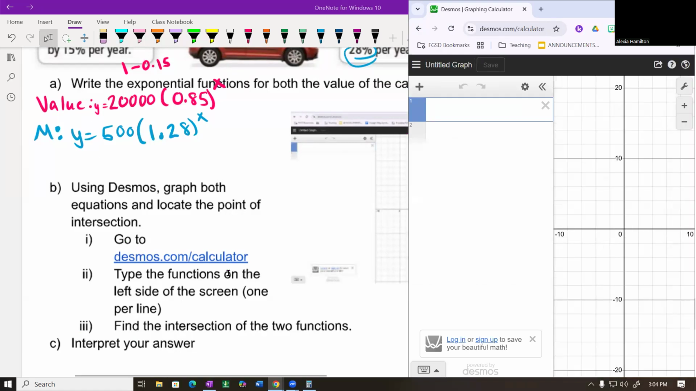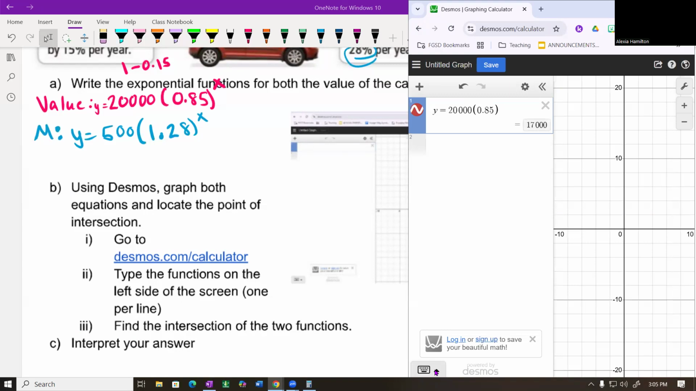All right. So go to desmos.com/calculator, type the functions on the left side of the screen, which would be here underneath the plus sign and the arrows, which will either be your undo or your redo buttons. And we're going to do 1 per line. So I'm typing them in, like I'm just using my keyboard. Y equals 20,000 parentheses 0.85, close the parenthesis.